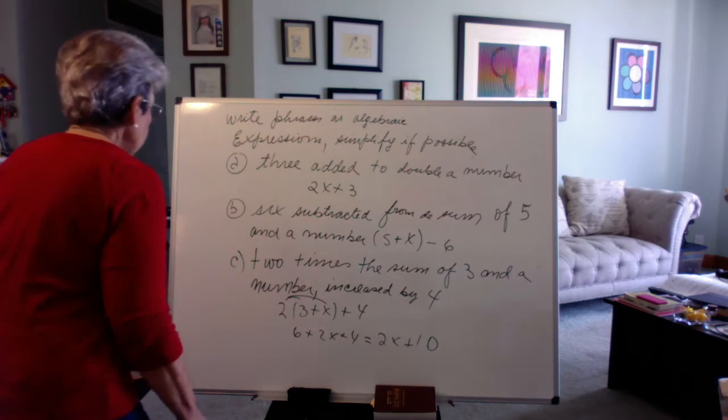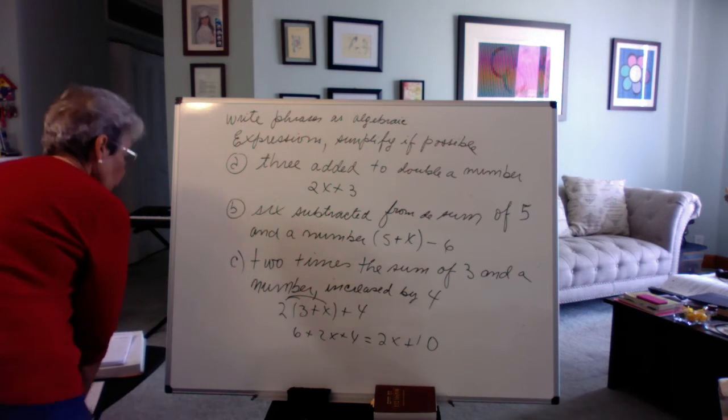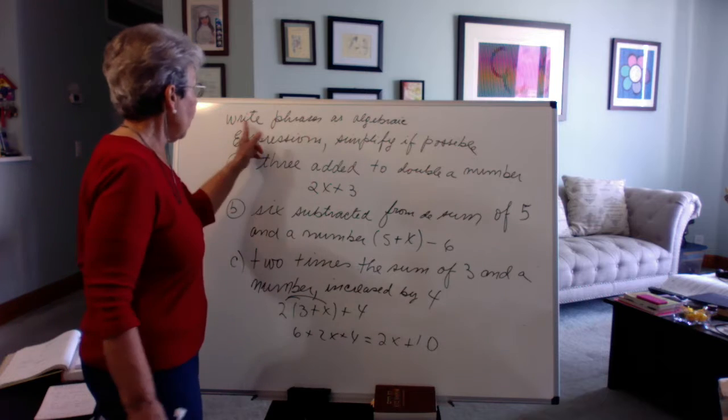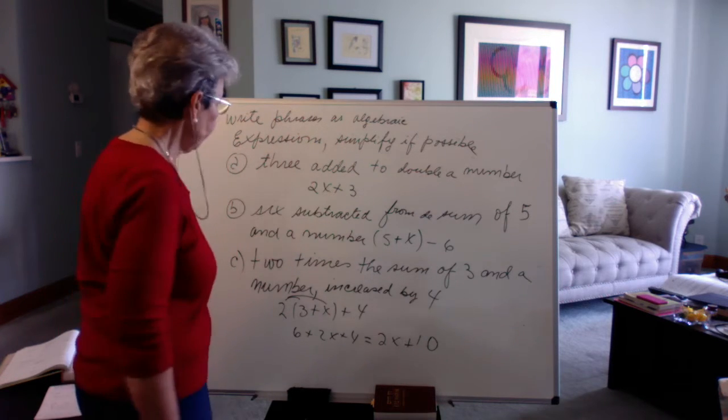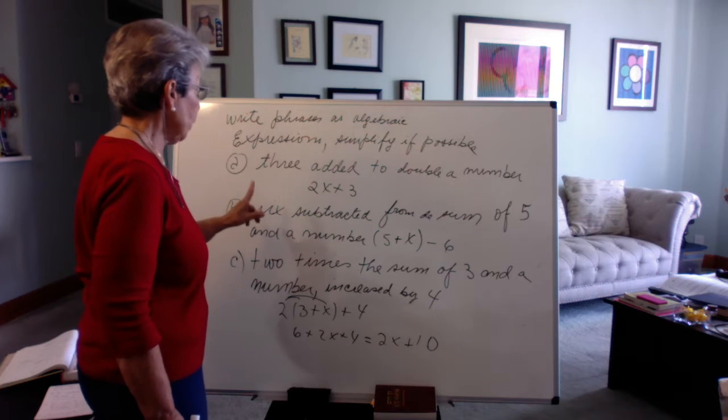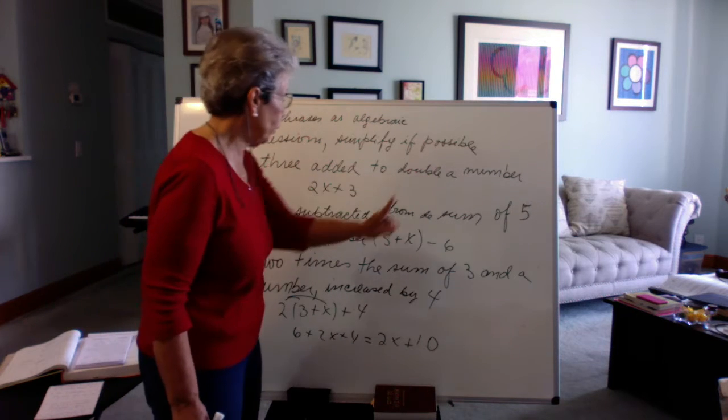Okay, let's continue with our conversation. Write phrases as algebraic expressions, simplified if possible. In this case, we have 3 added to the double of a number.